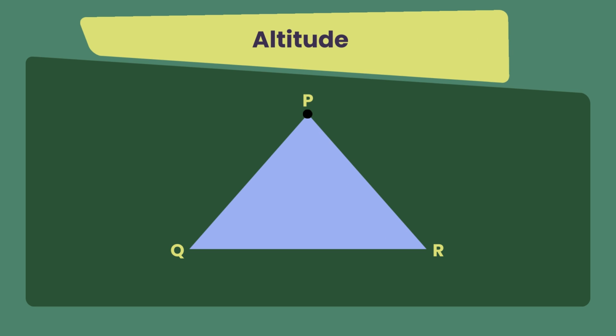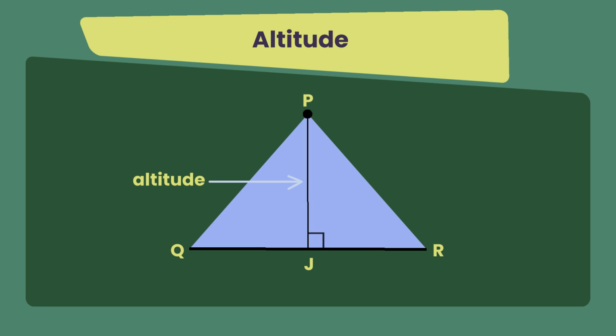From the vertex P, to find the height of a triangle, we draw a perpendicular to its opposite side QR, which intersects the side QR at point J. A perpendicular drawn from a vertex to its opposite side is called the altitude of the triangle. Our line segment PJ is the altitude of the triangle PQR. That forms a right angle on the side QR. This gives us the distance between the vertex and its opposite side. That is the height of a triangle.